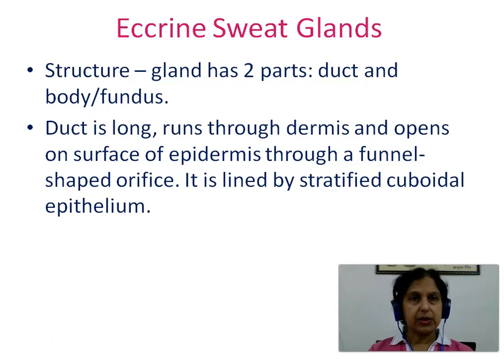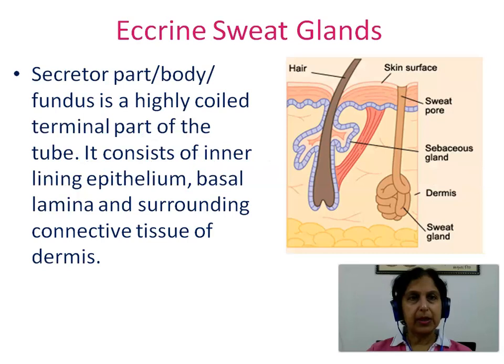Structure. The gland has two parts, duct and body or fundus. The duct is long, runs through the dermis, and opens on the surface of epidermis through a funnel-shaped orifice known as the sweat pore. The duct is lined by stratified cuboidal epithelium. The secretory part or body or fundus is a highly coiled terminal part of the tube. It consists of inner lining epithelium, basal lamina, and surrounding connective tissue of the dermis.